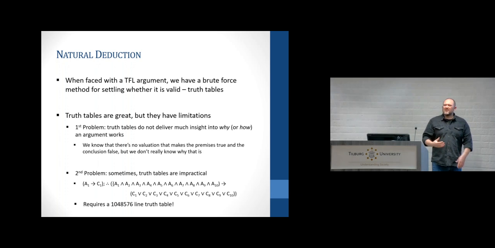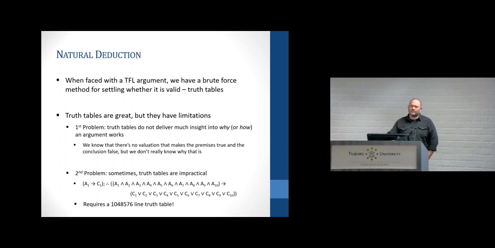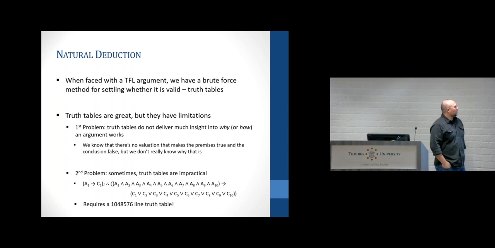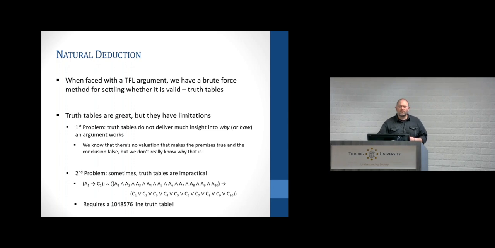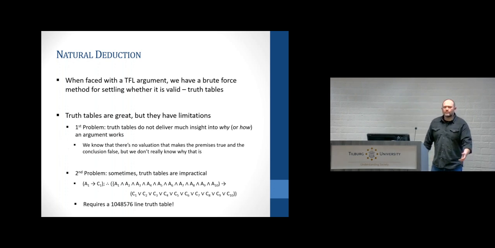And the second problem is a more flat-footed one, which is just that sometimes truth tables are impractical. So here's a valid argument, and it would be a fun little truth table. Lots and lots of sheets of paper there. So that already incentivizes us to start thinking about some alternative approaches. But really, there's the practicality point, but there's this one, right? This sort of delivering insight. How is it that you might reason your way from the premises to the conclusion?